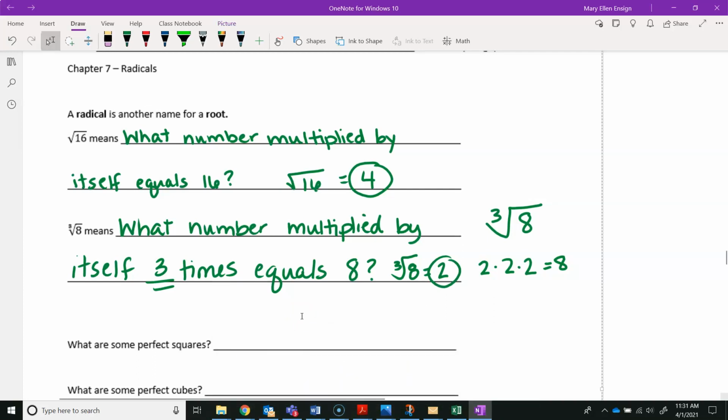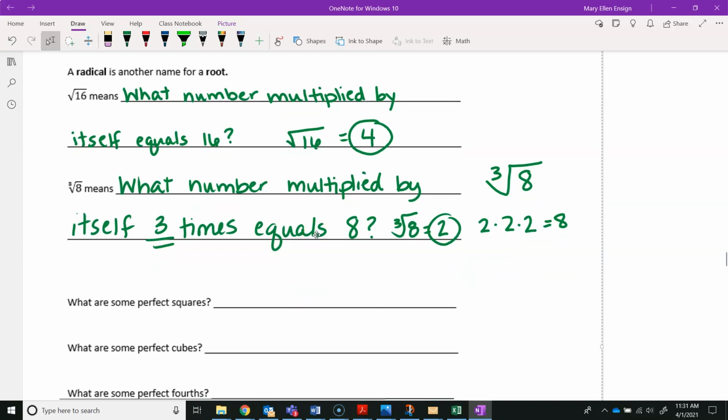Okay, so we could think about this with any root also. If I had a 5 in there instead of a 3, fifth root of something, it would mean what number multiplied by itself 5 times equals that. And sometimes when we take a square root, or any root, we get an integer like we see here. And sometimes we get a decimal. And we talked about this earlier in the semester when we talked about irrational numbers. And we said that anytime you take a square root of a number that's not a perfect square, you get an irrational number. So if you have your calculator handy, you might want to try that.